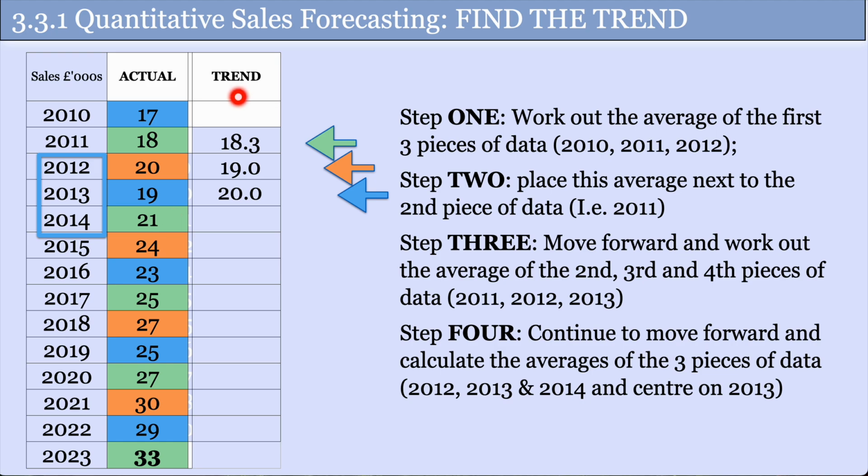So if I said to you, what's the trend line down, say here, 2018, you'd say, well, I need to work out the average of 25, 27 and 25, and I put the answer in here. And that's what you know as a moving average. You're doing an average, but you're moving it forward by one piece of data at a time. Hopefully that's clear how you do that.